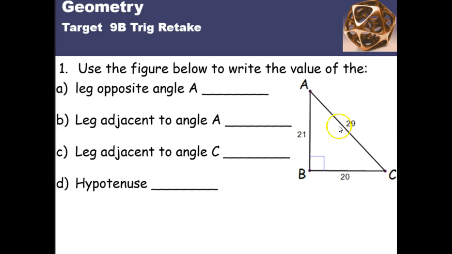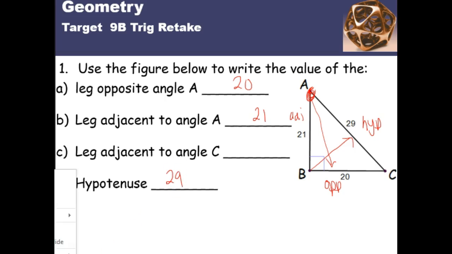So it says use the figure below to write the value of the leg opposite angle A. So I'm going to go ahead and put a dot on angle A. And the side across from that dot right here is the opposite. The side across from the right angle is the hypotenuse, and the leftover side is the adjacent. So the leg opposite angle A is 20, and it wants the value. The leg adjacent is 21, and then the hypotenuse, we're going to skip to D, is 29.